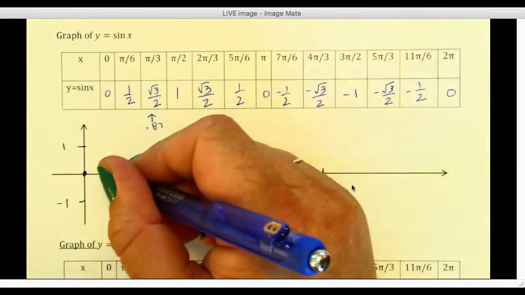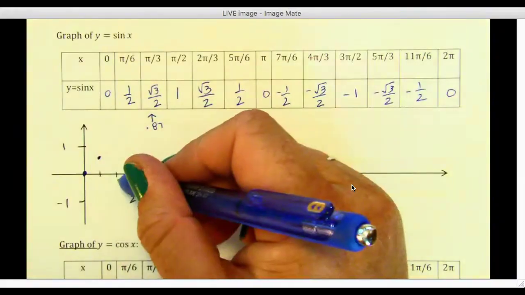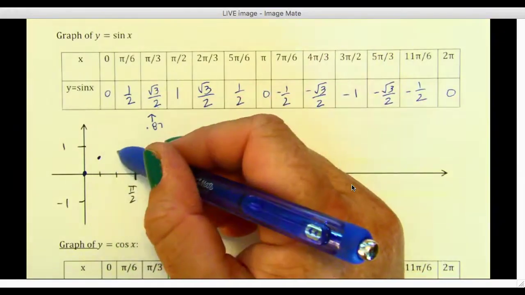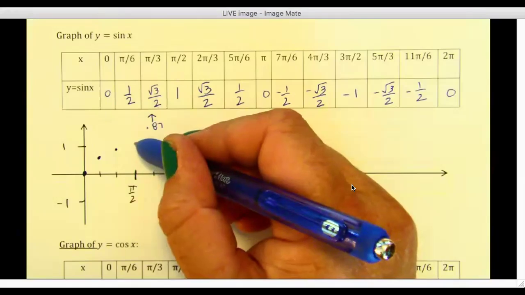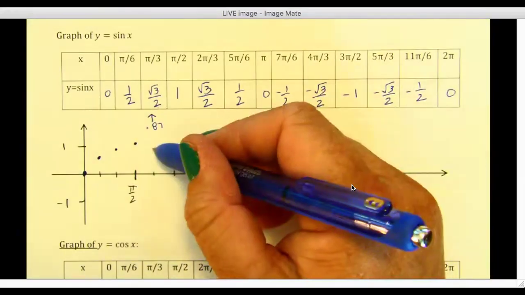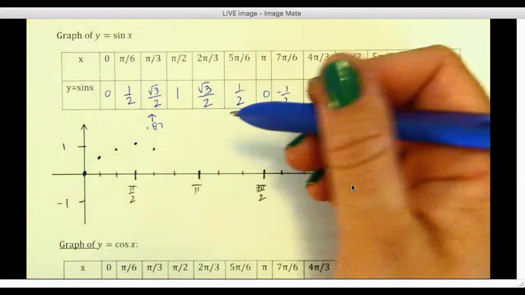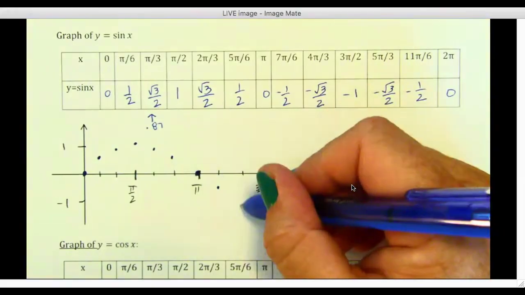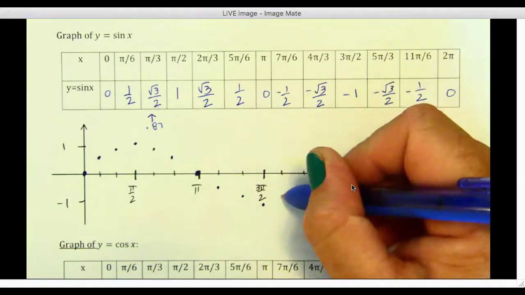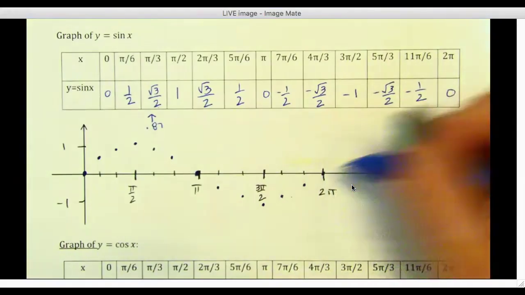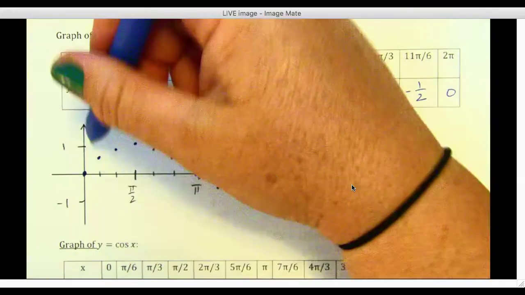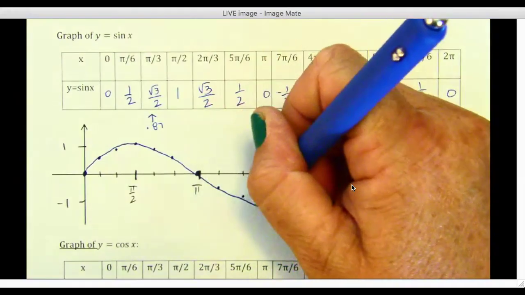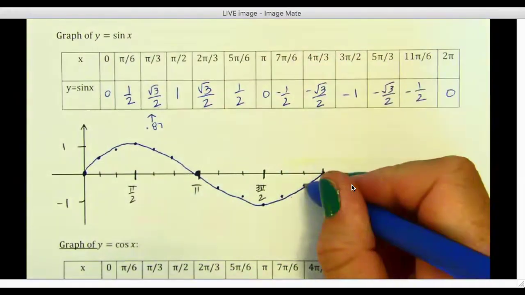So at pi over 6, it is 1/2. At pi over 3, it's root 3 over 2, which if you type that in your calculator, you get about 0.87. So not quite all the way to 1 yet. And then at pi over 2, it's equal to 1. And then at 2 pi over 3, it's root 3 over 2 again, 1/2, and then 0, and then negative 1/2, negative root 3 over 2, negative 1, negative root 3 over 2, negative 1/2, and 0. So if we connect all of those dots, this gives you the shape of the sine curve.